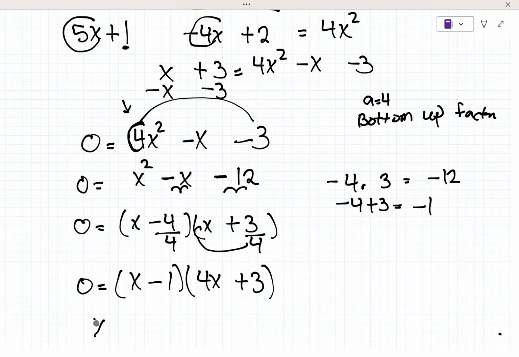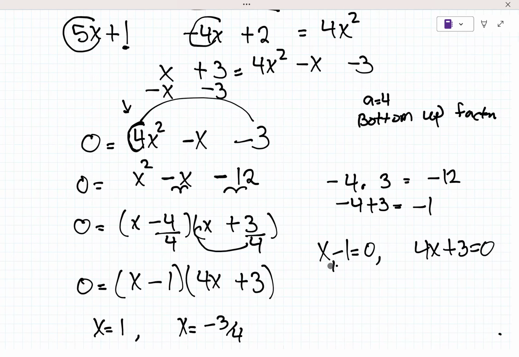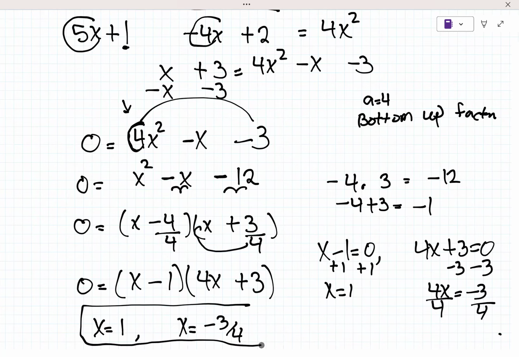I kind of do this in my head. I know it's x equals 1 and x equals negative 3/4. But if you can't do it in your head, do it algebraically. So we set each parentheses to 0, and you're solving for x, right? So you add 1, and over here you subtract 3. There you go. And I already checked my work for extraneous solutions. Both solutions work. It doesn't make it undefined in any way.